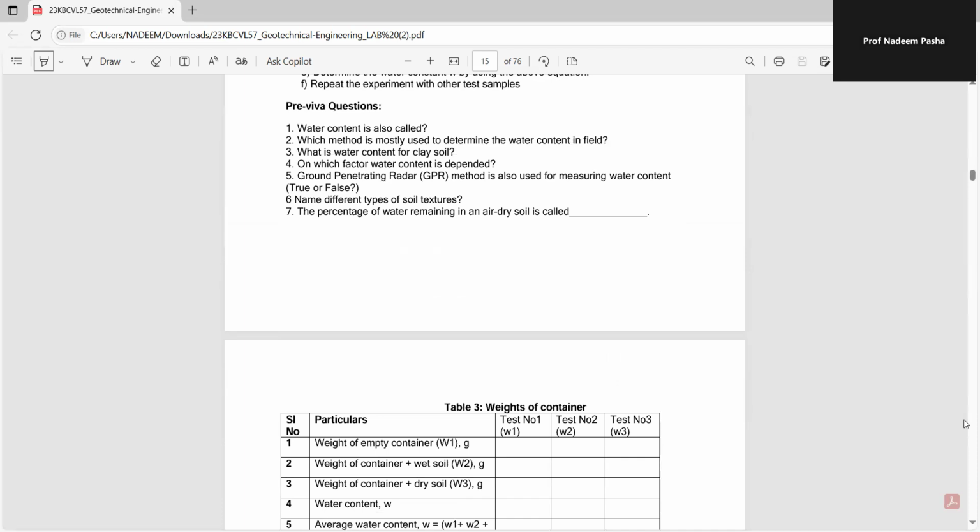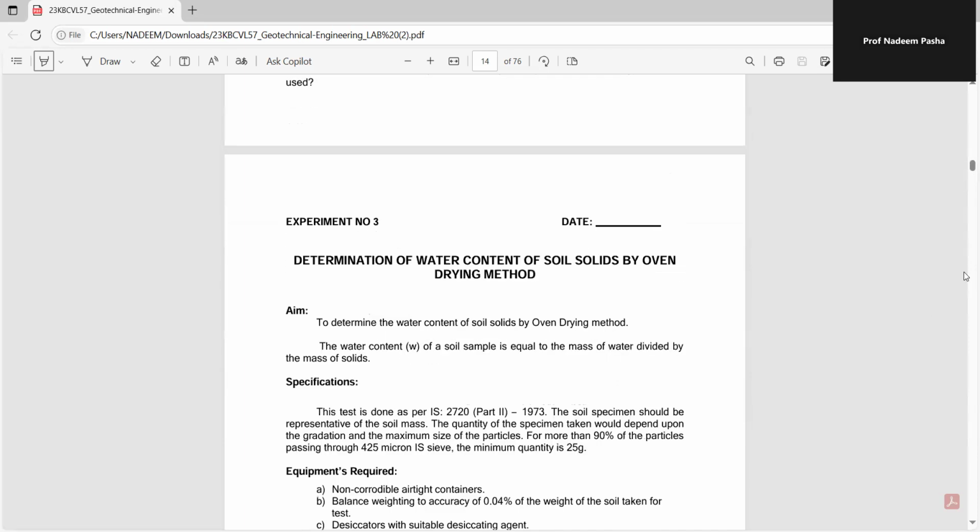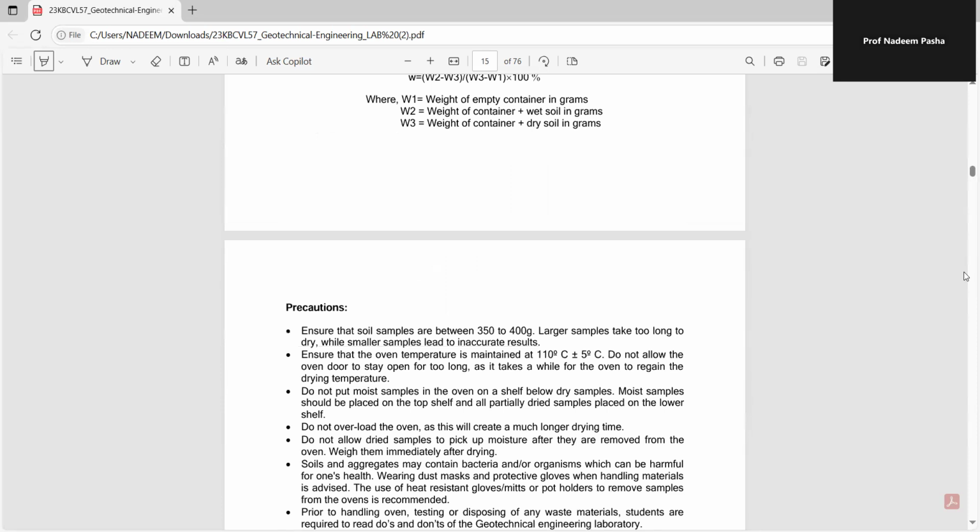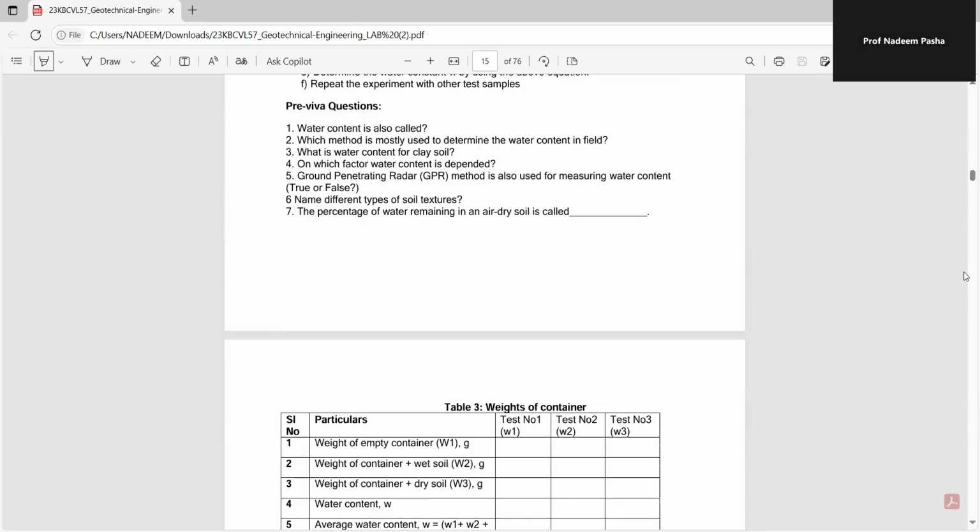So what are the pre-viva questions? Water content is also called natural moisture content. Which method is mostly used to determine the water content in soil? This is using what you can say the density bottle method. The oven drying method is mostly used for determining water content as well. What is the water content for clay soil? So this you need to just search on the net. On which factor does water content depend?